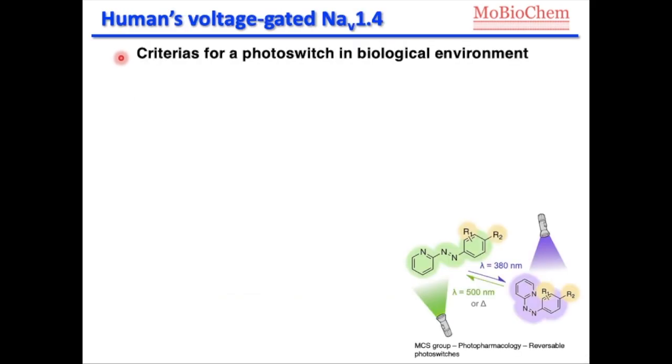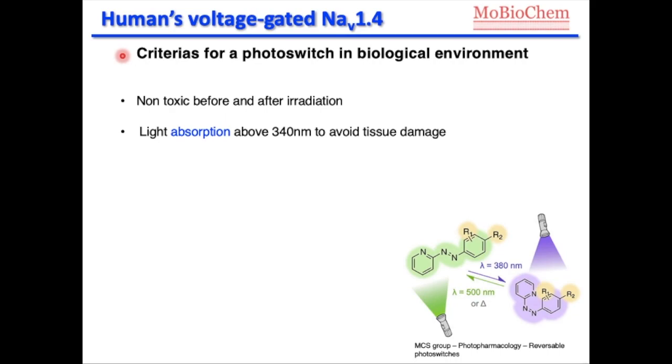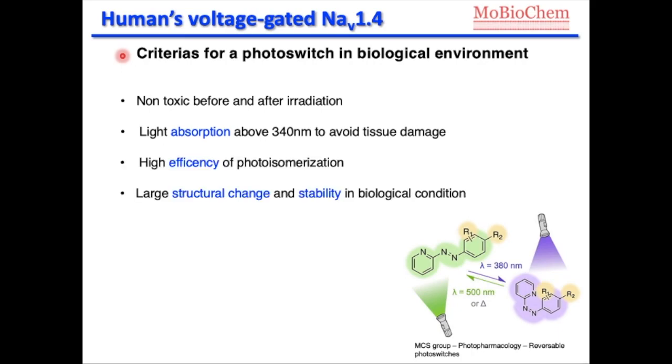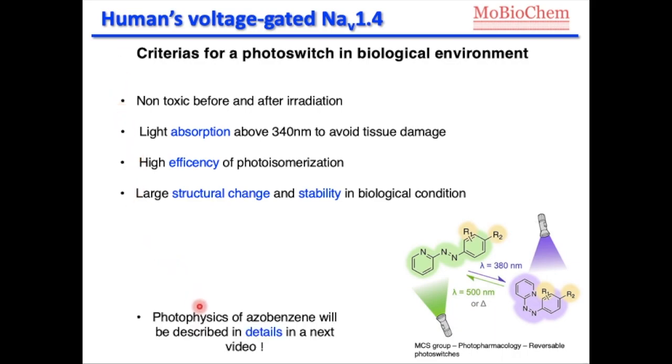So, what are the criteria for a good photoswitch? First of all, it must be non-toxic before and after irradiation. Then it must absorb light above a certain wavelength in order to avoid tissue damage. Also, it must have a high efficiency of photoisomerization and, upon absorption, have a large structural change and be stable in biological conditions. But we will be talking about the photophysics of azobenzene in more details in the next video.